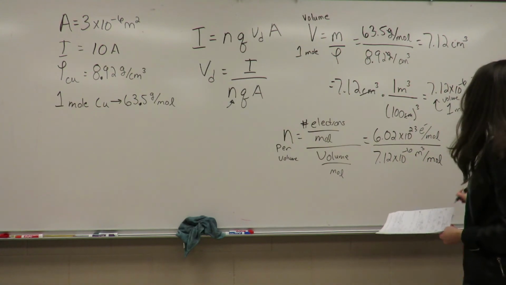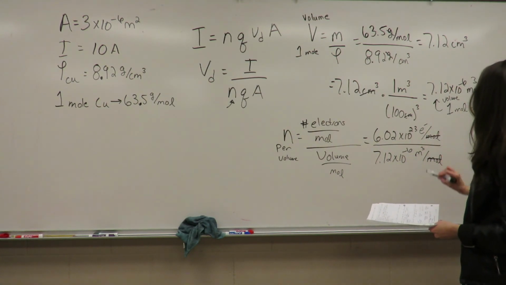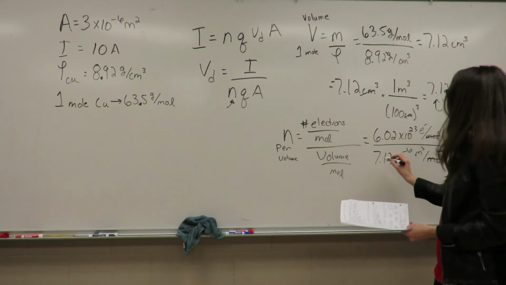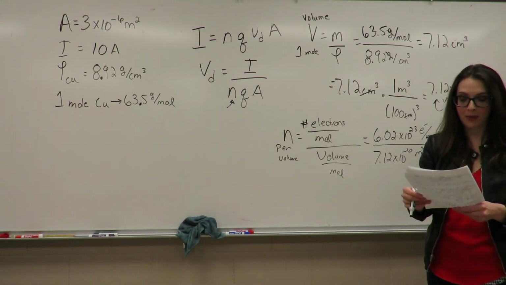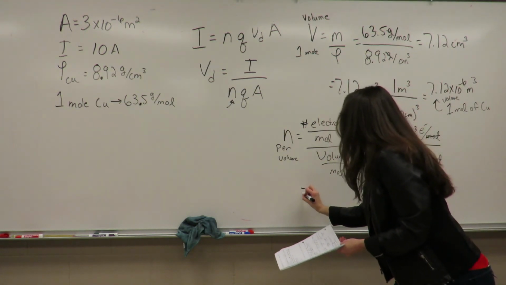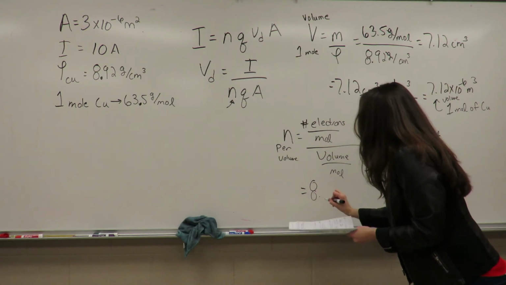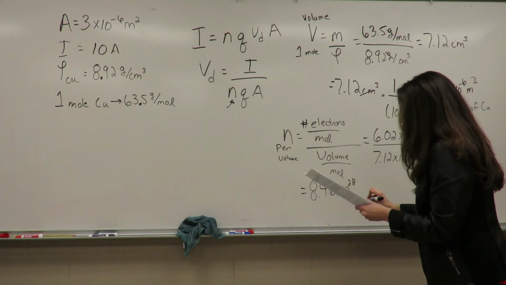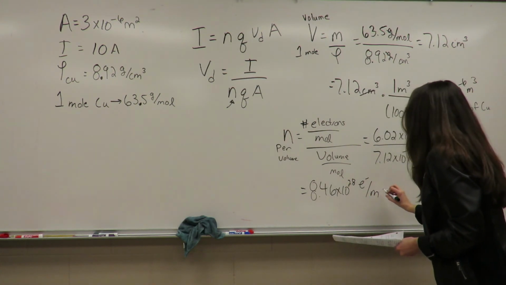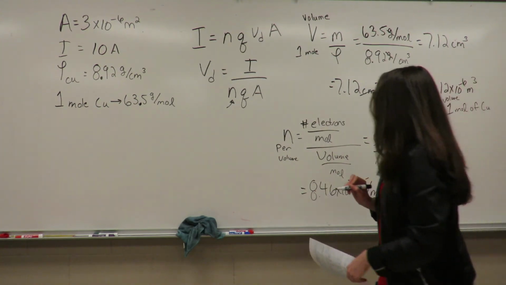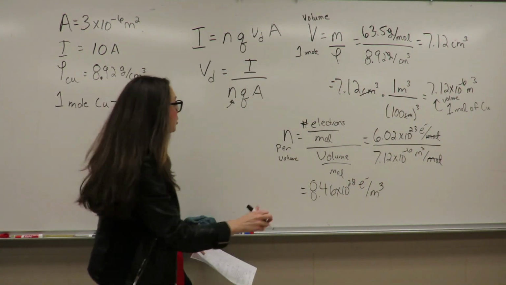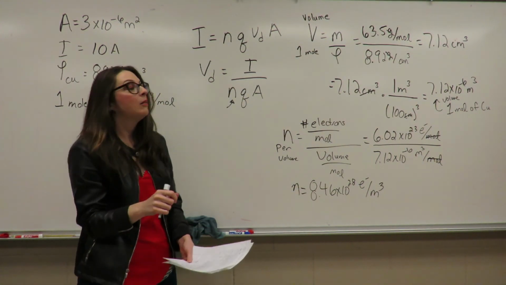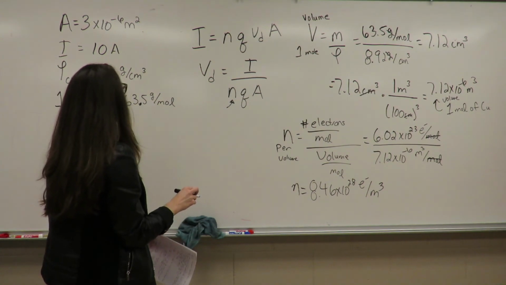Okay? And so my units here of moles are going to cancel. And if I take 6.02 times 10 to the 23, divide it by 7.12 times 10 to the minus 6, I find that we have 8.46 times 10 to the 28 electrons per meter cubed in our copper wire. So now I just found the value here for N, and so now I can calculate my drift velocity. So I'm running out of room here.